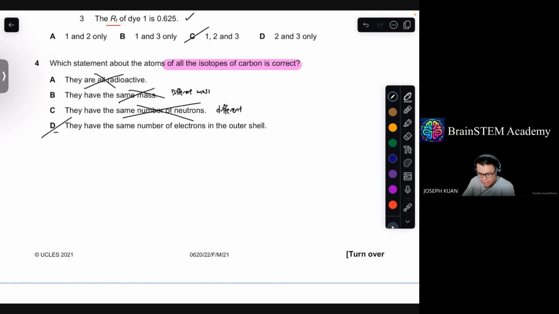Let's check that. They have the same number of electrons in the outer shell. That is indeed correct. If you talk about atoms, carbon is a group 4 element, which means the valence electron is 4, and the electronic configuration is 2, 4. So all of the isotopes, regardless of it being carbon 12, carbon 13, or carbon 14, all of them still have 4 electrons in the outer shell.